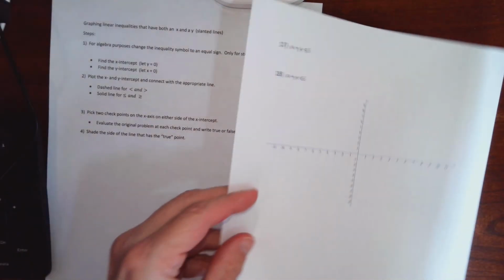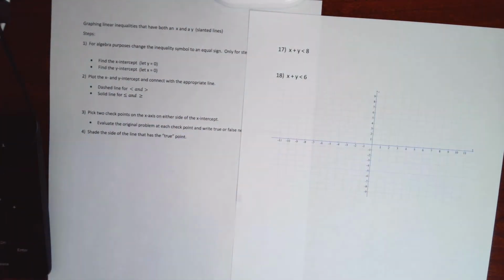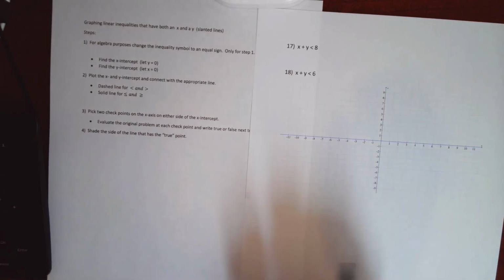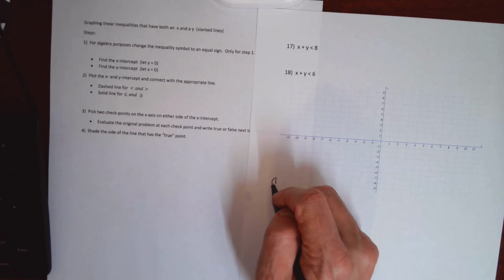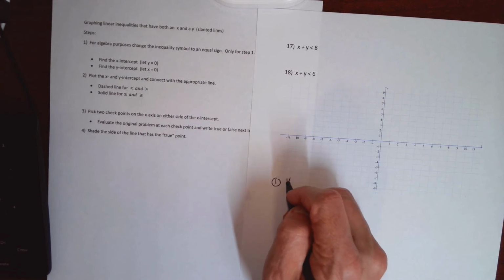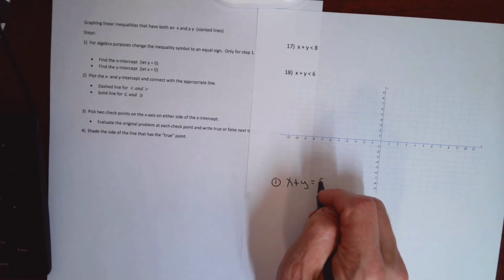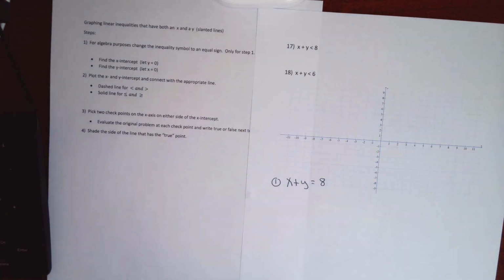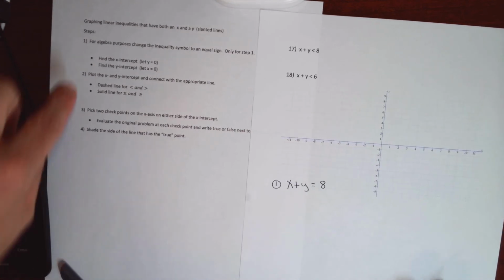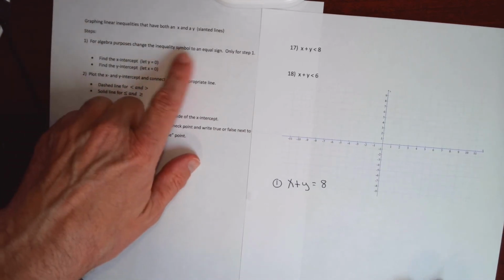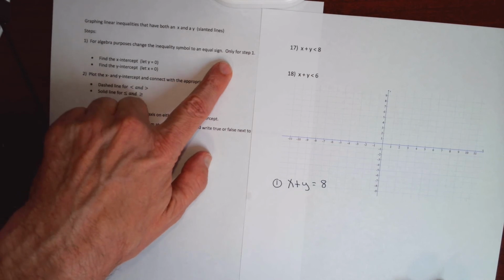So let's do a couple of shadings. Let's do number 17, because I just did 18. For 17, step 1, I'm going to change the inequality symbol to an equal sign and find the x and the y intercepts. Only temporarily do I use an equals. So step 1, for algebra purposes, change the inequality symbol to an equal sign only for step 1.